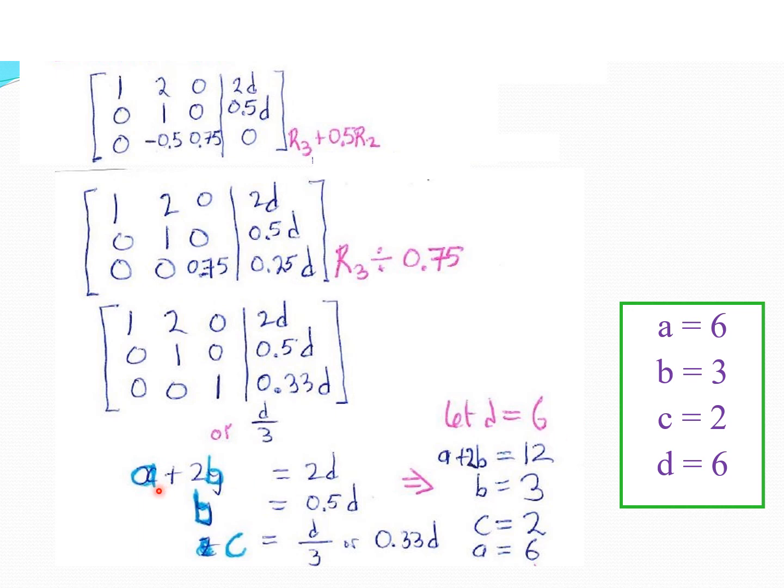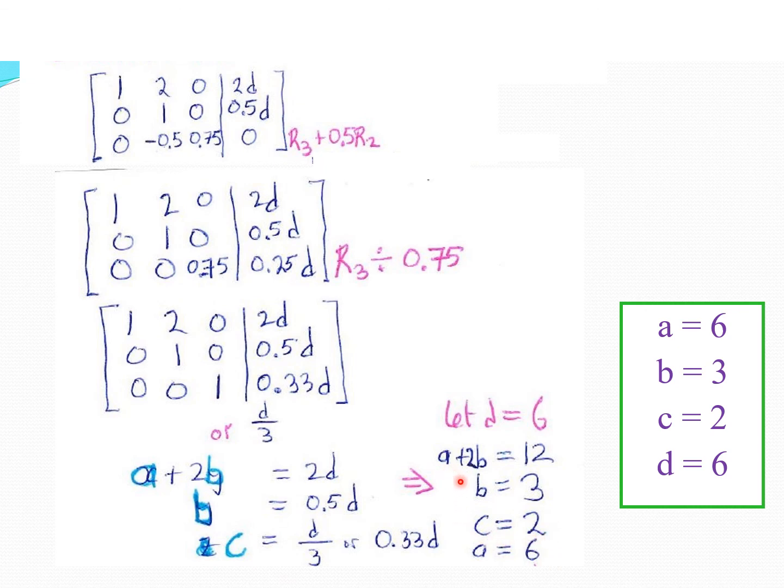So a plus 2b equals, and because we're letting d equal 6, 2d is equal to 12. So a plus 2b is equal to 12. B is equal to 0.5d. Again, we're saying d is 6. So b is half of 6, which is 3. b equals 3. C is equal to d over 3. So c is equal to 6 over 3. So c is equal to 2.